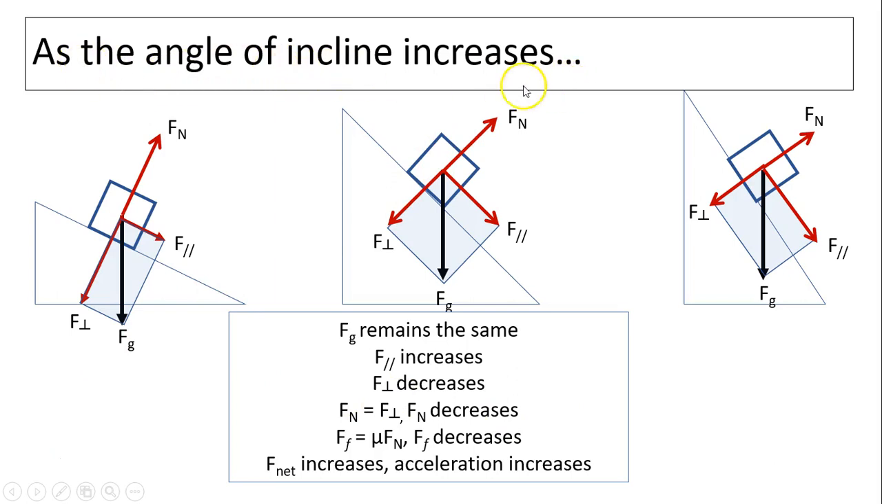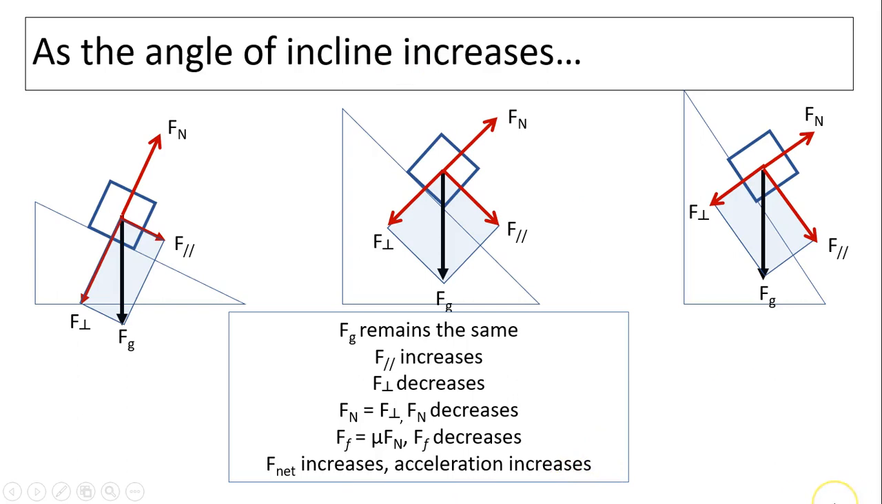Now, as the angle of the incline increases, as you can see in the three pictures, what happens to Fg? Fg doesn't change. Weight doesn't change, as long as it is on Earth's surface. But F parallel increases. See, F parallel is smaller, medium, biggest. And F perpendicular decreases. So the normal force also decreases. That means friction force also has to decrease. The net force is F parallel and friction together, so net force has to increase, and acceleration increases.